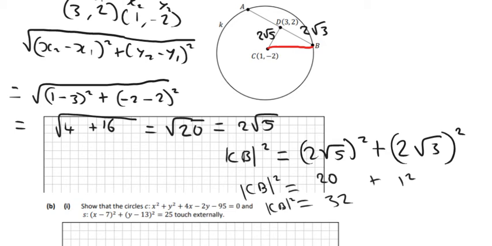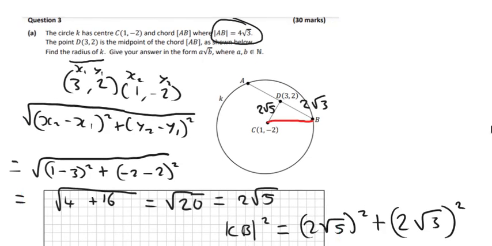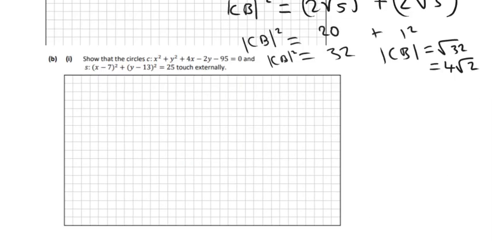So therefore, to get what CB is, we need to just do the root of 32. You can use a calculator again, or you can simplify the surd yourself. If you break it down, you should get 4 root 2, and then that's the final answer. That's in the form that they want. They wanted it in A root B, so 4 root 2.